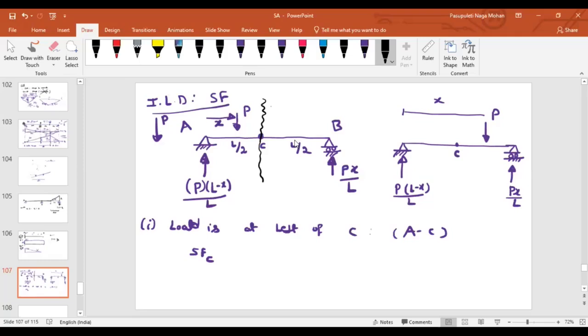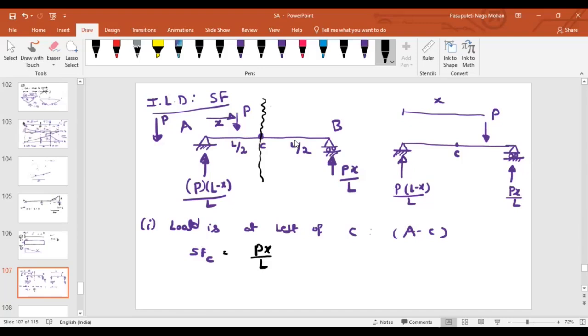Into the right side, how many forces are there? One. If you look into the left side, how many forces are there? Two. Will you add two forces and then find the value, or directly take the single value? I think you will directly take the single value. So I will look into the right side and the shear force is P x by L. What is the sign convention that we have to use?